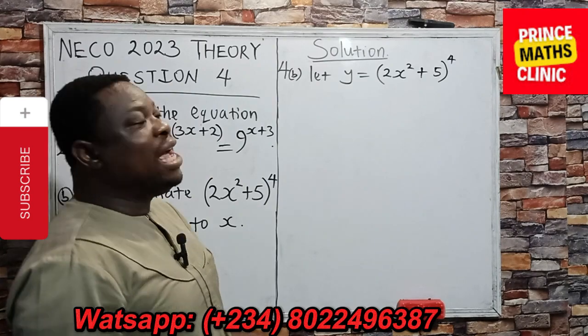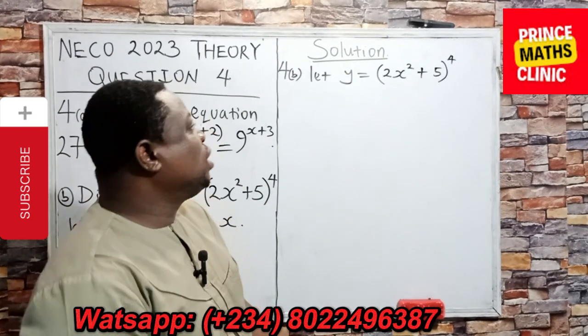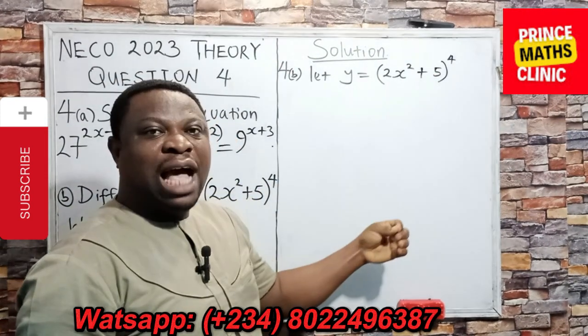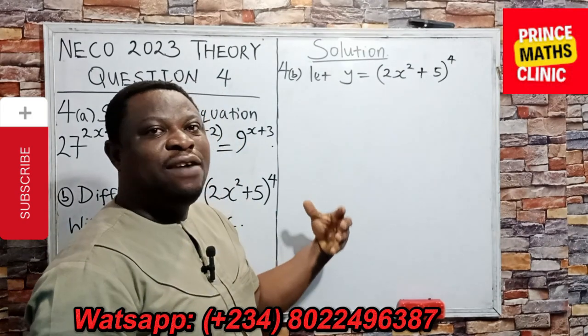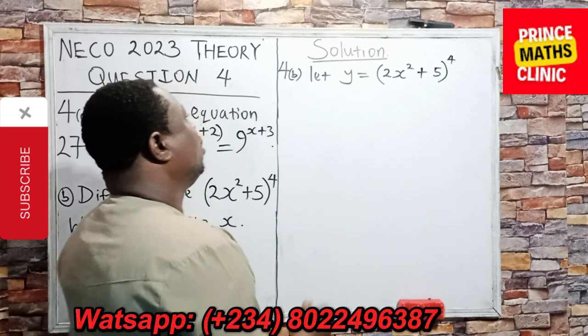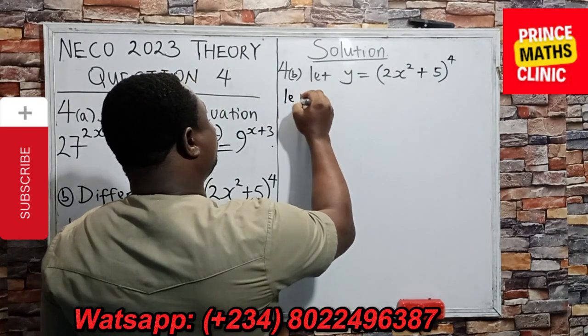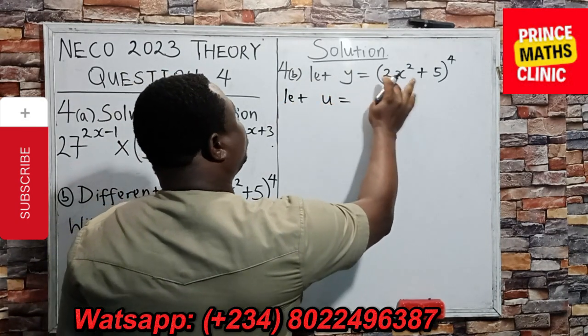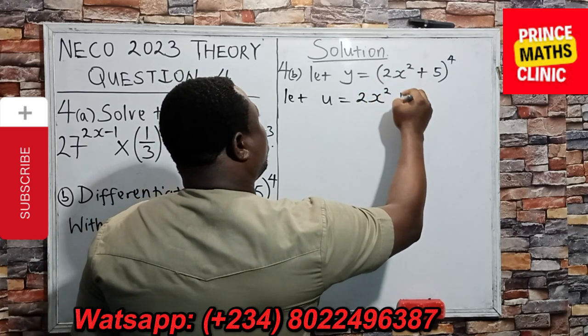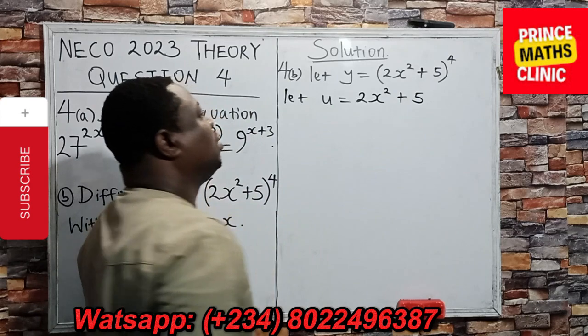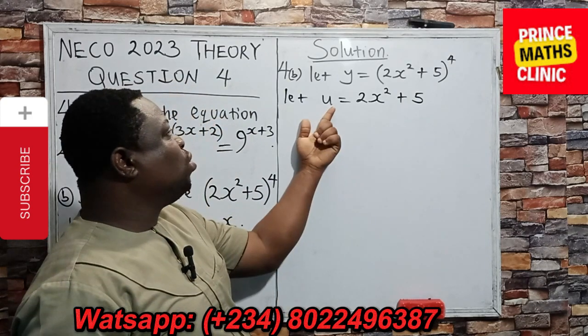Good. Then you will now take what is inside the bracket and assign an alphabet to it. So I will assign the alphabet u to it. So I will say let u be equal to what you have in the bracket, which is 2x to the power of 2 plus 5. Now this is what we are going to do.